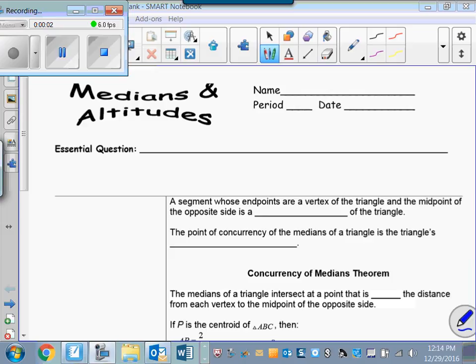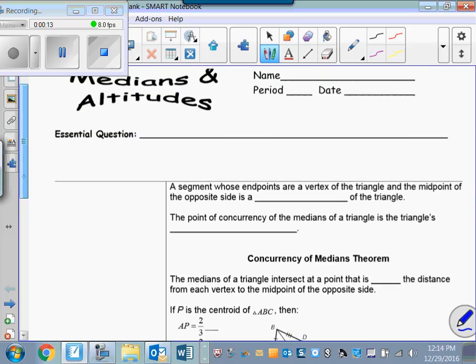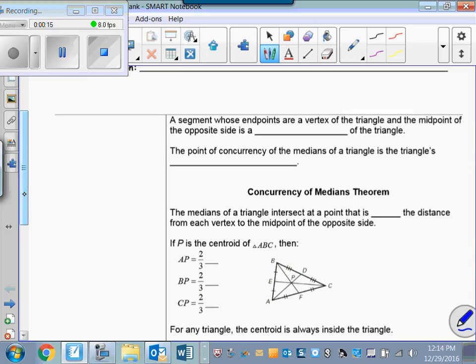Today we're going to learn about some more concurrent lines for triangles, and they are medians and altitudes. So first let's find out what each one of those things is, and as always don't forget your summary and essential question at the end of the lesson.